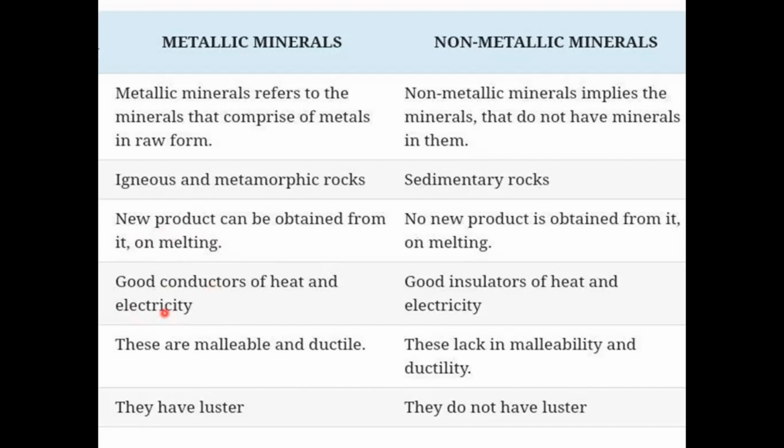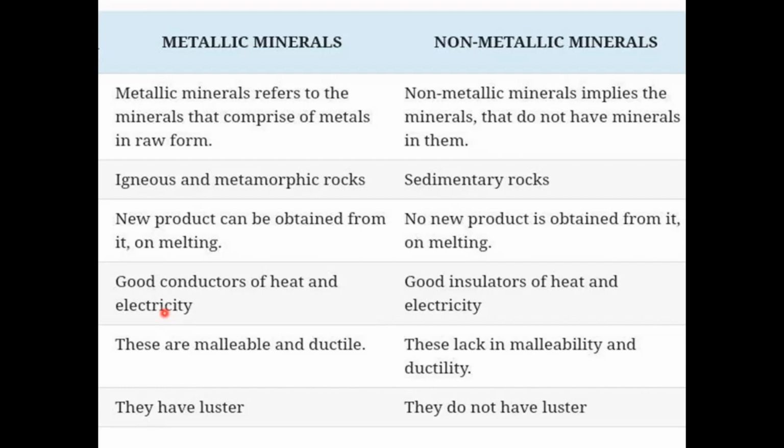This is one of the properties of metals, that they are good conductors of heat and they are ductile and malleable. That means if you beat them, they will be flattened into thin sheets, whereas ductile means they can be converted into wires. Now, they have luster, meaning shine. They are sonorous, that means they produce sound. So these are the properties of metals.